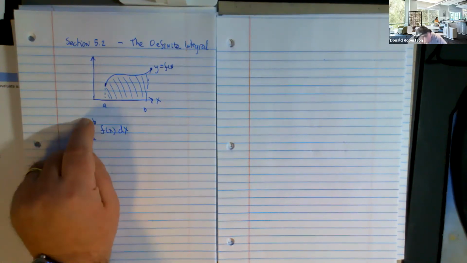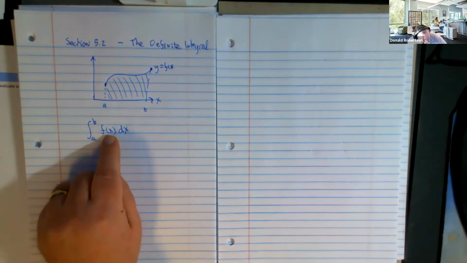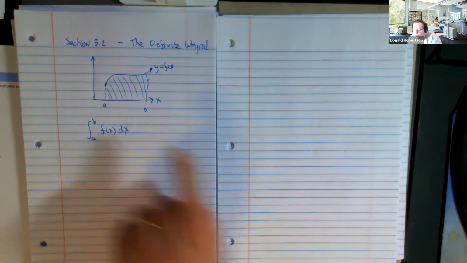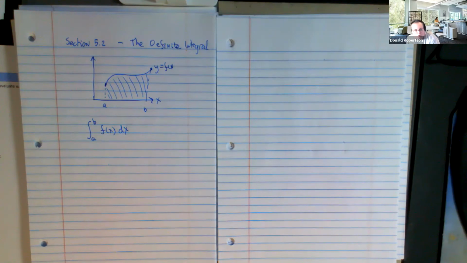So the area under the curve between x equals A and x equals B of the function f of x, and the dx is just part of that notation. So this is integral notation. This is actually how almost every integral area under curve is written. It's a much more concise way of doing it.